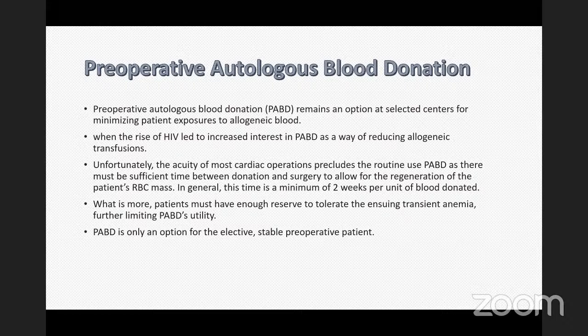Unfortunately, the acuity of most cardiac operations precludes the routine use of autologous blood donation, and there must be sufficient time between donation and surgery to allow the regeneration of the patient's RBC mass. In general, this time is a minimum of 2 weeks per unit of blood donated. What is more, the patient must have enough reserve to tolerate the ensuing transient anemia, further limiting the utility of preoperative autologous blood donation. It is only an option for elective, stable, preoperative patients, so it's not for everyone.